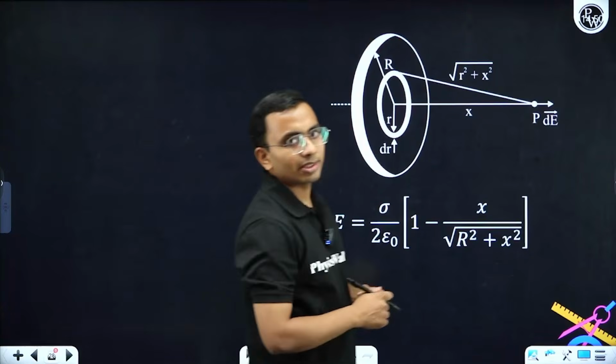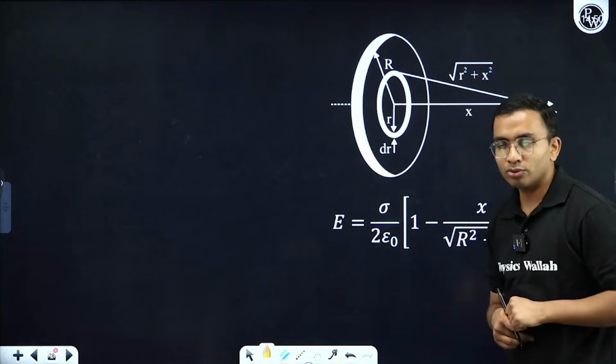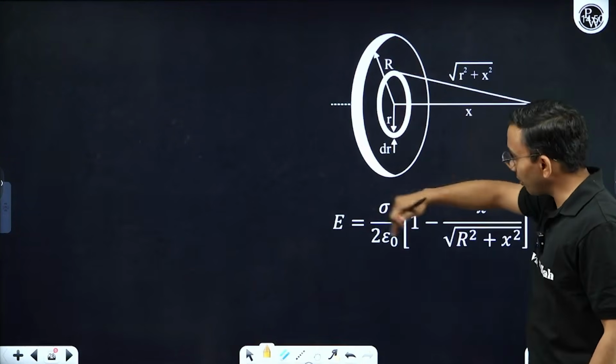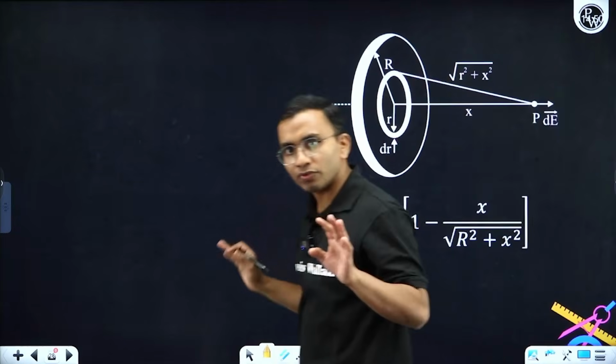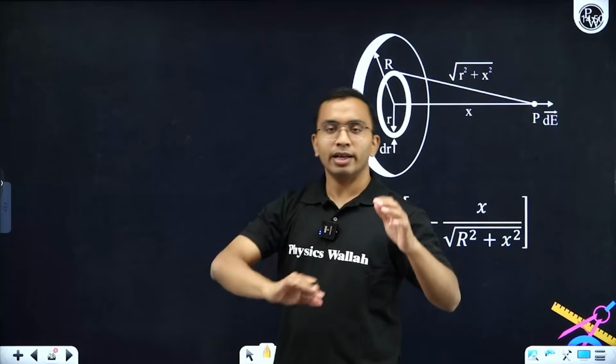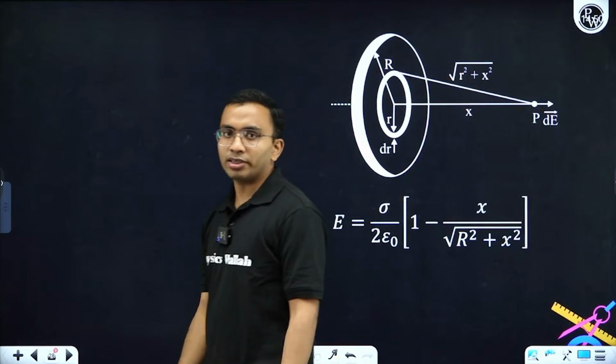Now, uniformly charged disk. How to do this? We'll consider the disk to be made up of so many rings, an infinite number of rings. Due to a ring, we know the formula, right? Due to one of the rings, integrate it to find the total electric field there.